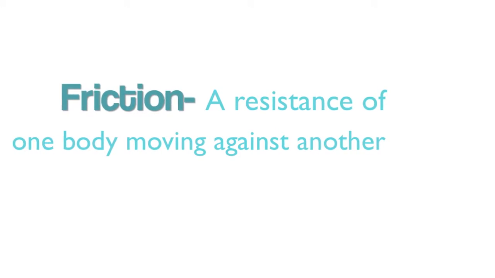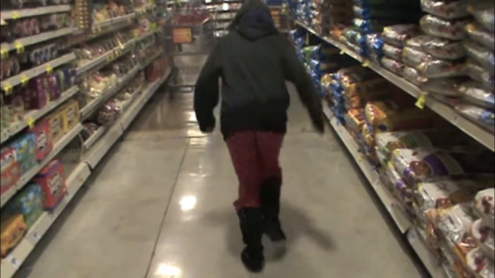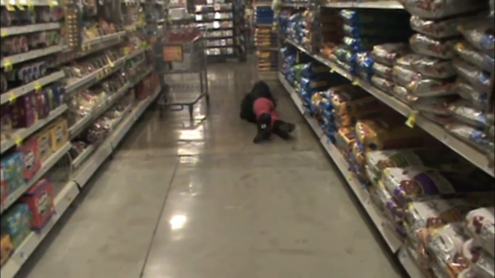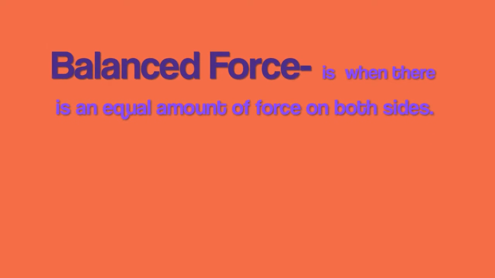Friction: a resistance of one body moving against another. This is an example of friction because Allie rubbing against the floor causes her to slow down and eventually stop with no motion. Balanced force is when there is an equal amount of force on both sides.